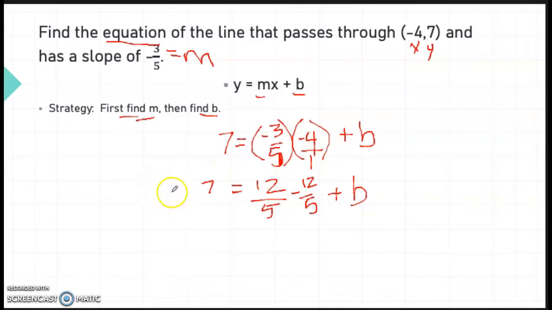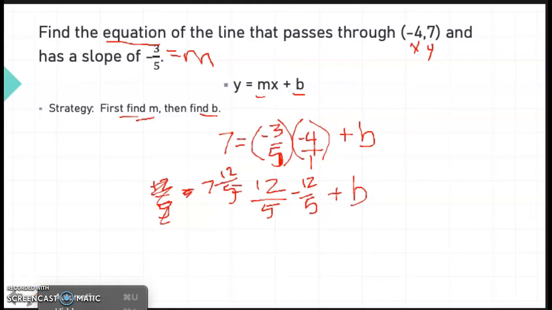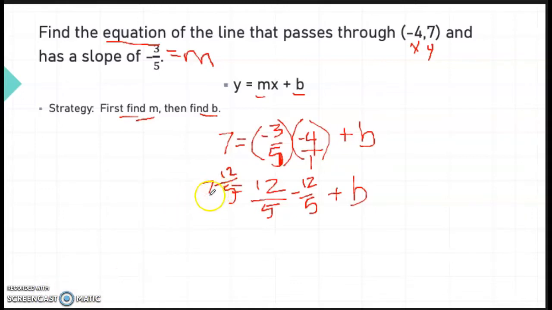I want b by itself, so I'm going to subtract 12/5. I do not write subtract 12/5 like this. That does not say 7 minus 12/5. I have to take what's on that side and subtract 12/5 from it. Okay, so that means I need to convert my 7 into fifths if I'm going to subtract those. So I'm going to make 5 my denominator and multiply the top times 5.